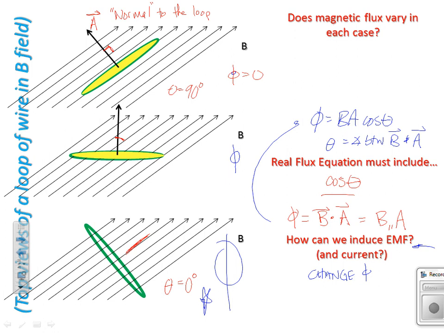All right? So this idea of rotating loops of current in a magnetic field is a hugely, hugely practical application for making current.